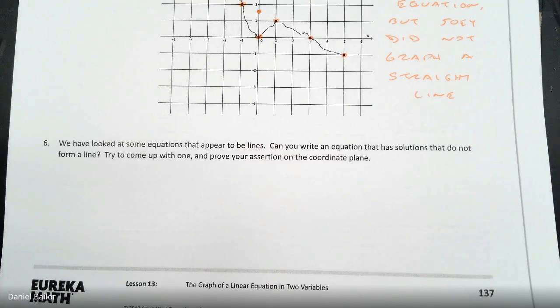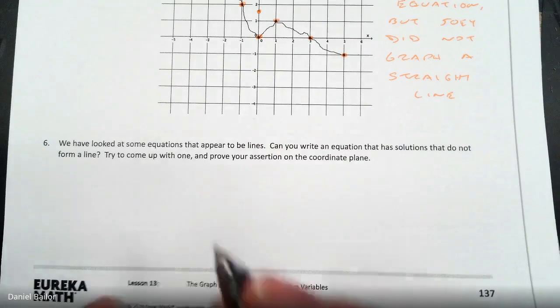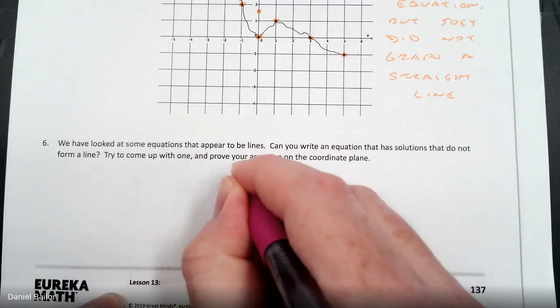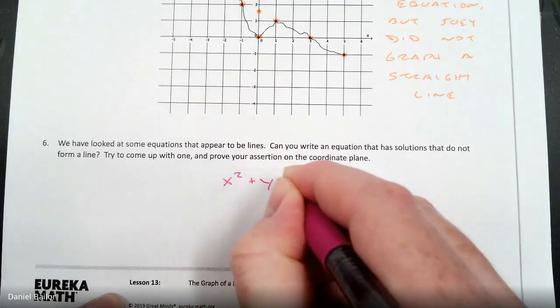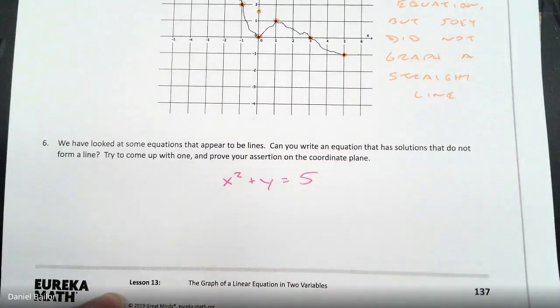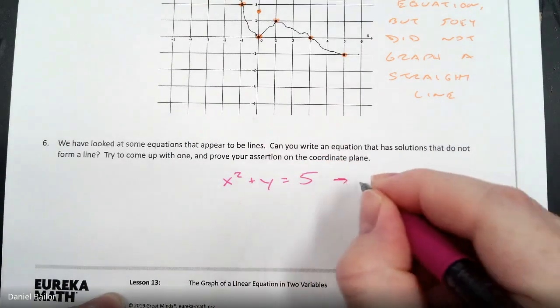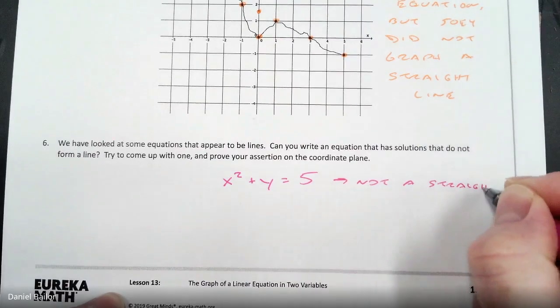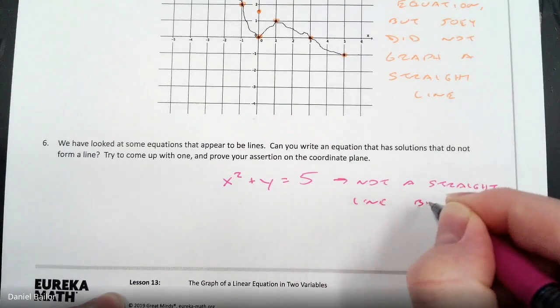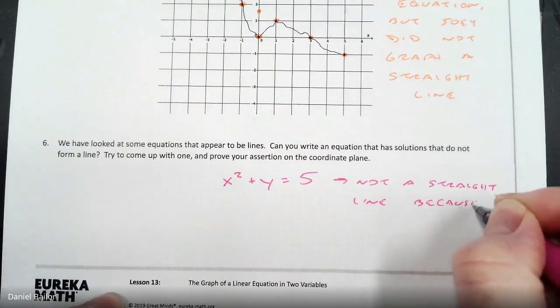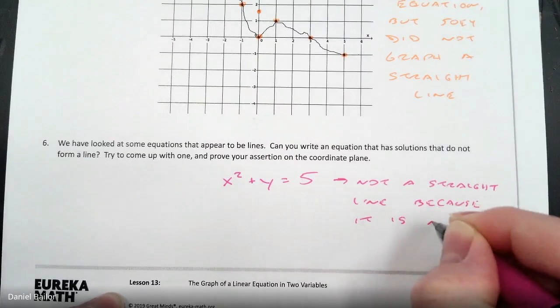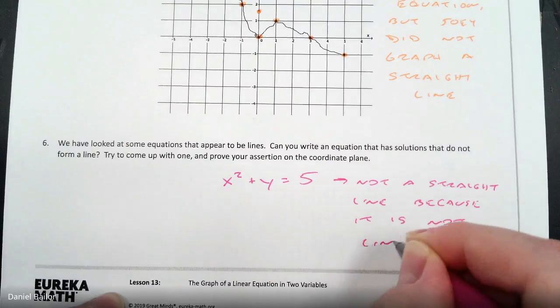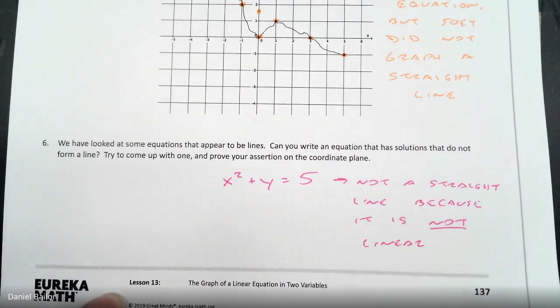Well, you need not a linear equation. So if you have something like x squared plus y equals 5, this is not a straight line because it is not linear.